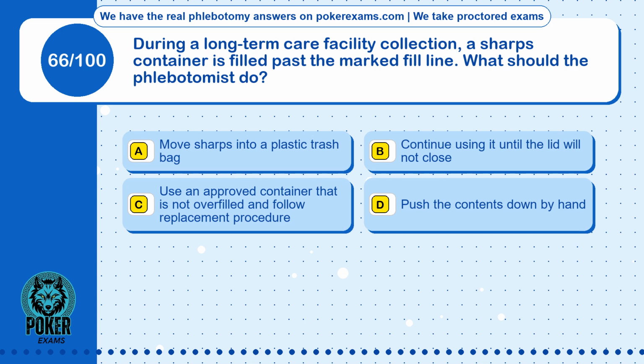Question 66. During a long-term care facility collection, a sharps container is filled past the marked fill line. What should the phlebotomist do? Option A. Move sharps into a plastic trash bag. Option B. Continue using it until the lid will not close. Option C. Use an approved container that is not overfilled and follow replacement procedure. Option D. Push the contents down by hand.